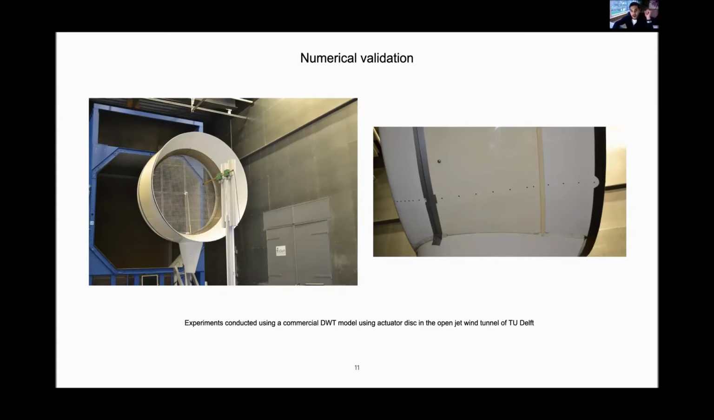The figure on the right indicates the dots, which are the pressure taps. So we had 52 pressure taps along the surface of the duct, which would enable us to calculate the pressure coefficient along the duct surface for aerodynamic calculations.